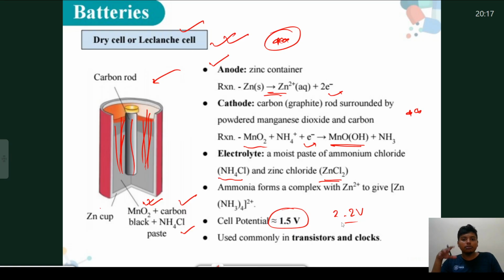So it is commonly used in transistors. Transistor means your TV remote, or AC remote, and the clocks that we are using there.